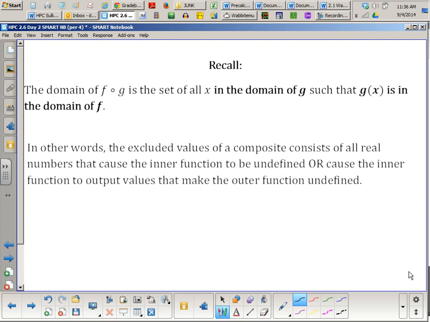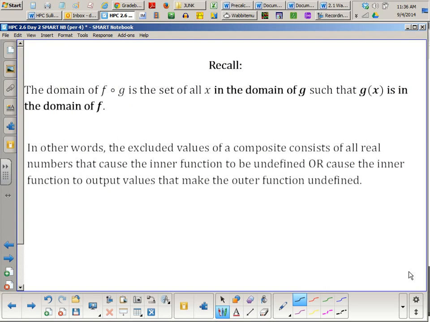Okay, so the domain of f∘g is probably one of the harder things to figure out in this class. There's a few sections in this book that are tough, and this is one of them. So what is the domain of f∘g? If you just read that sentence, you have to really pick it apart to understand it. It's saying that it's all the x's that are in the domain of g, so that's one criterion. And g of x has to be in the domain of f. What does that even mean?